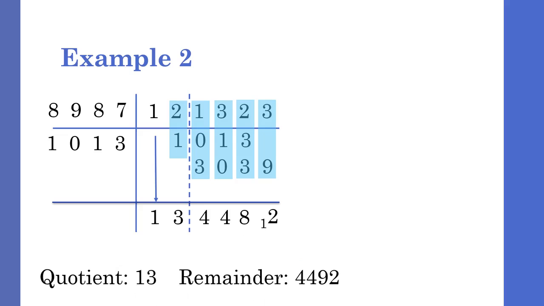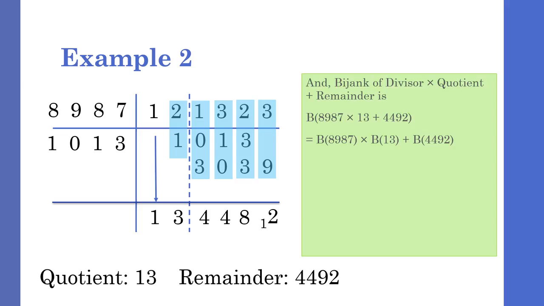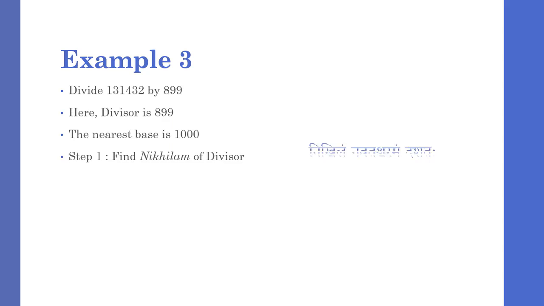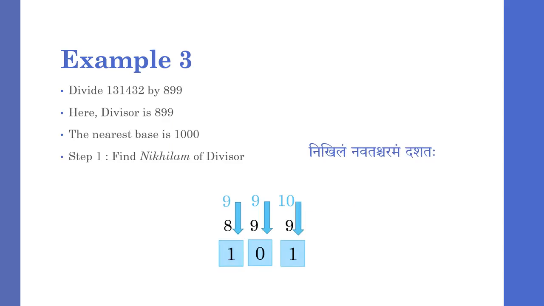Let us verify for Bijank. The Bijank of dividend is equal to divisor into quotient plus remainder, is same and hence verified. Let us take the case where remainder is greater than divisor. Let us first find the Nikhilam of divisor. It comes out to be 101.